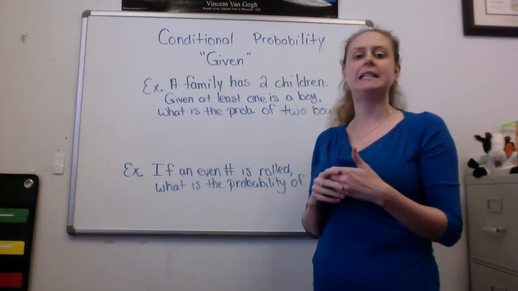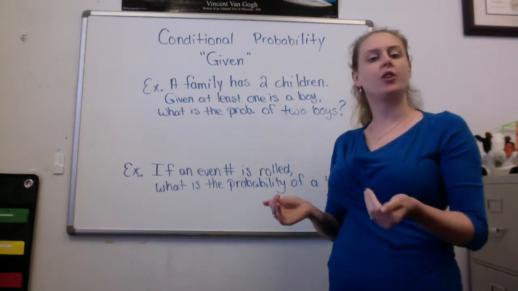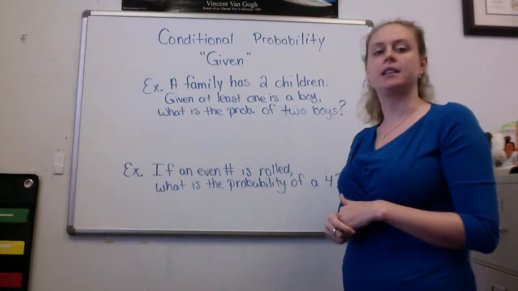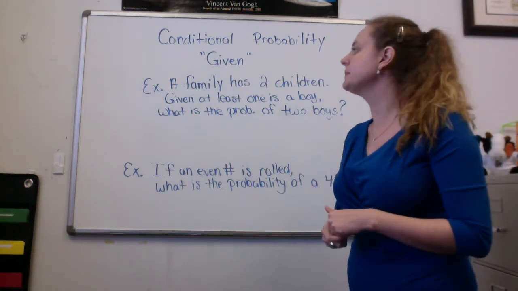All right, let's talk about conditional probability. So this is another probability that's going to have a key word in it. So we're going to do something different with these. And most of the time that word is given, or sometimes it might be implied. All right, so some examples.